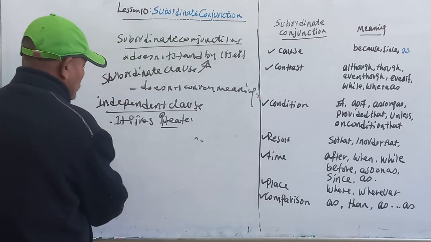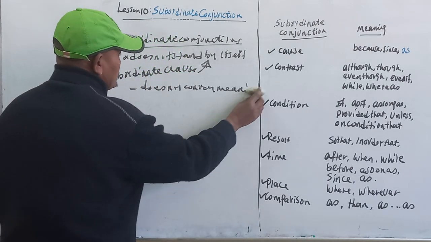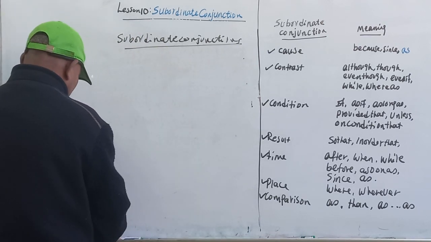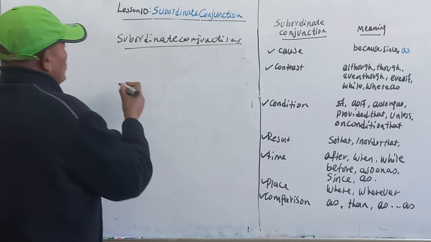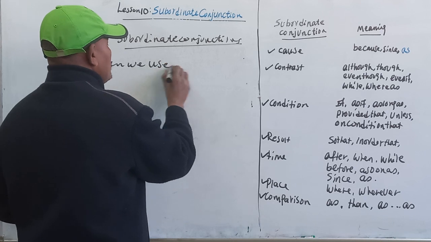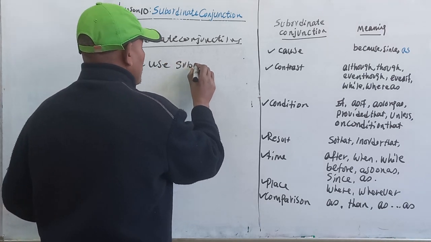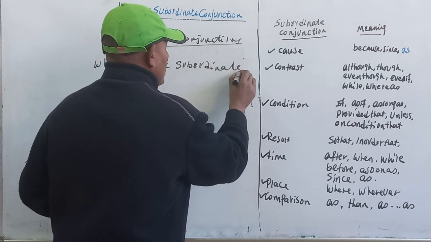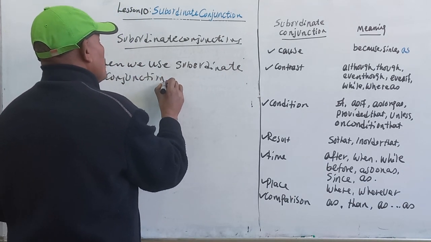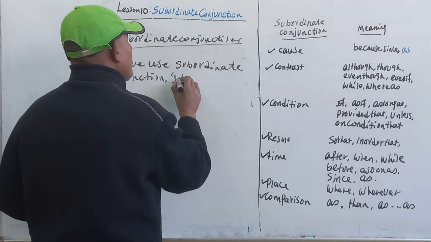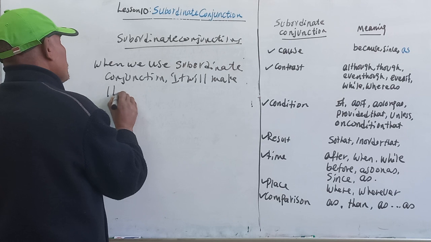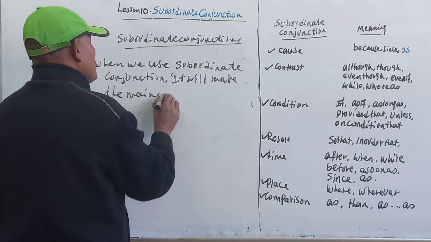Yes, let's come to some examples of these subordinate conjunctions using the subordinate clauses. And also here, when we use subordinate conjunctions, it will make the independent or the main clause dependent.